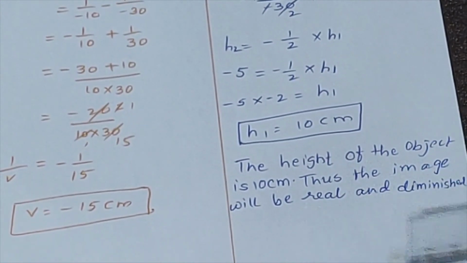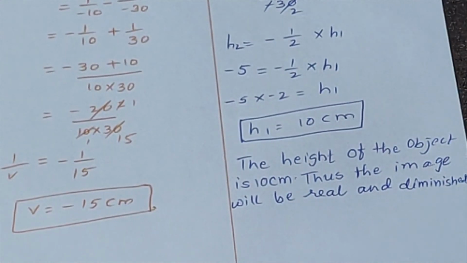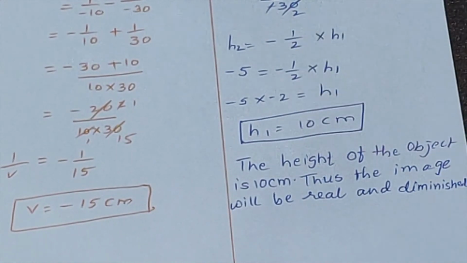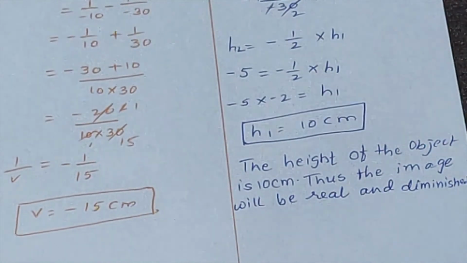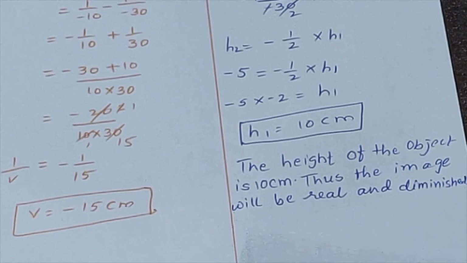Thus the image will be real and diminished, because our image which is formed is real and diminished. Your object is 10 centimeter, the image is 5 centimeter, which is smaller, and it is negative, which shows that it is real and inverted. So the height of the object is 10 centimeter.